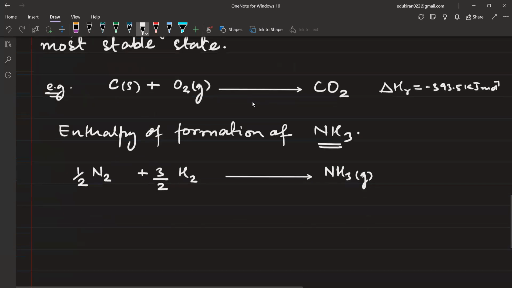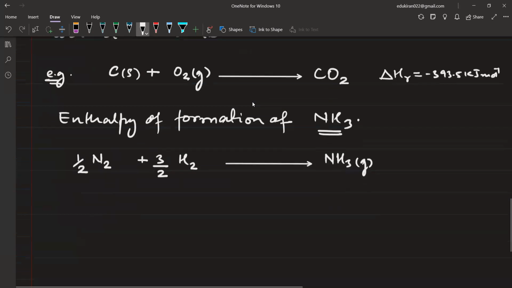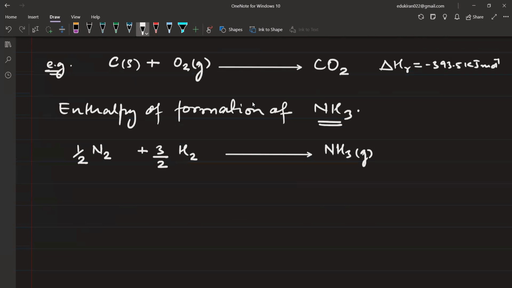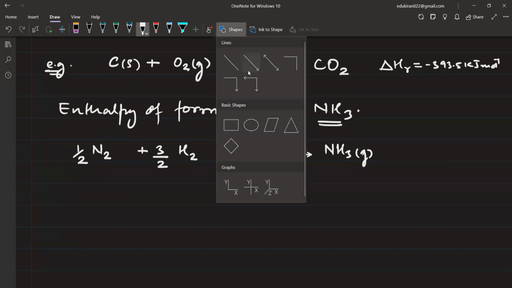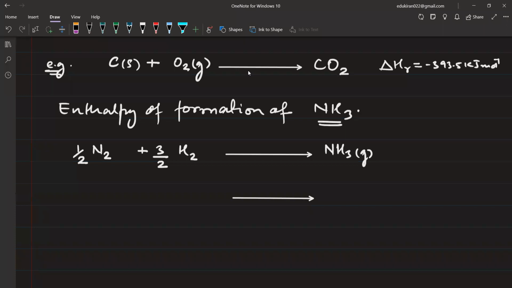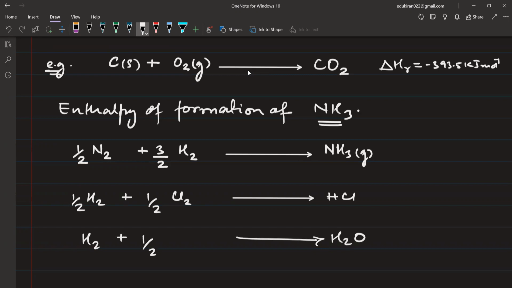Do one more. Let us suppose you have HCl, then you will use half H2 plus half Cl2. Let's suppose you have water, then you will use 1 mole of H2 plus half mole of O2. अब सही है, very good.